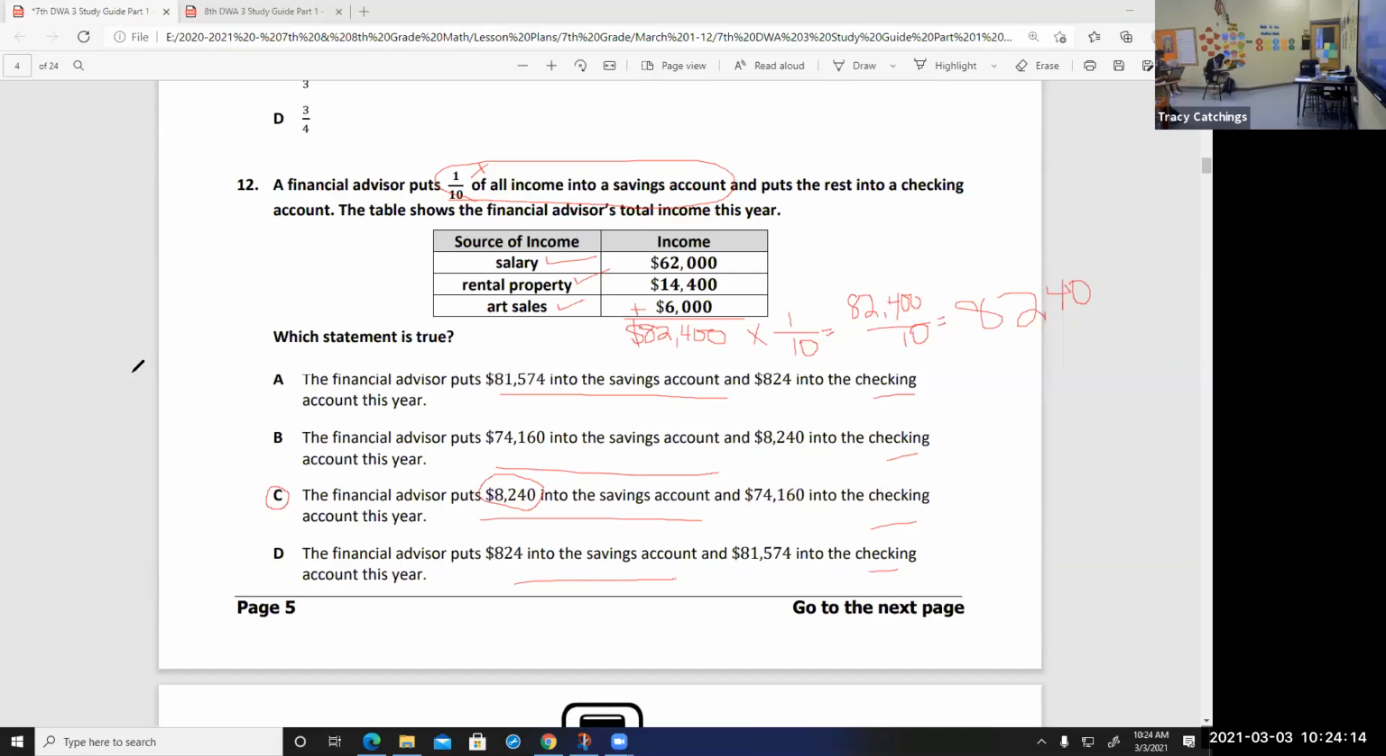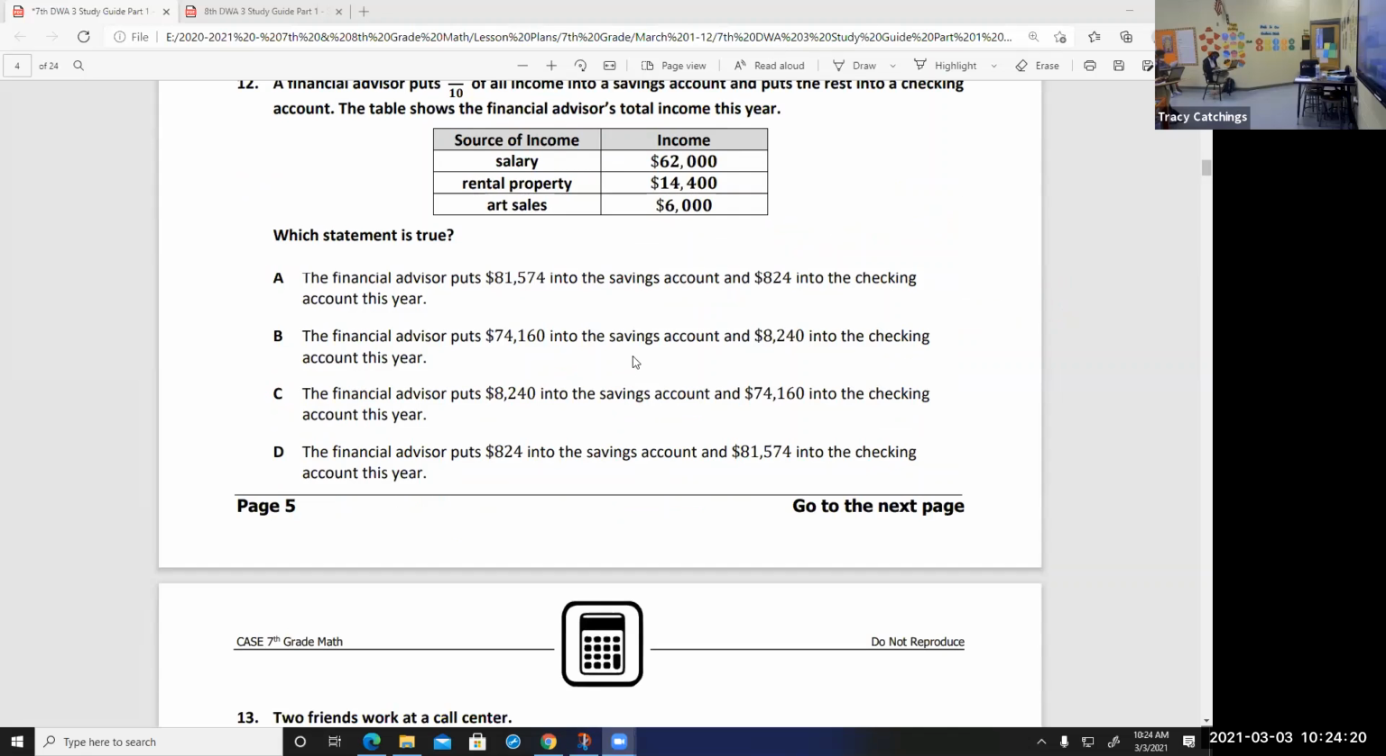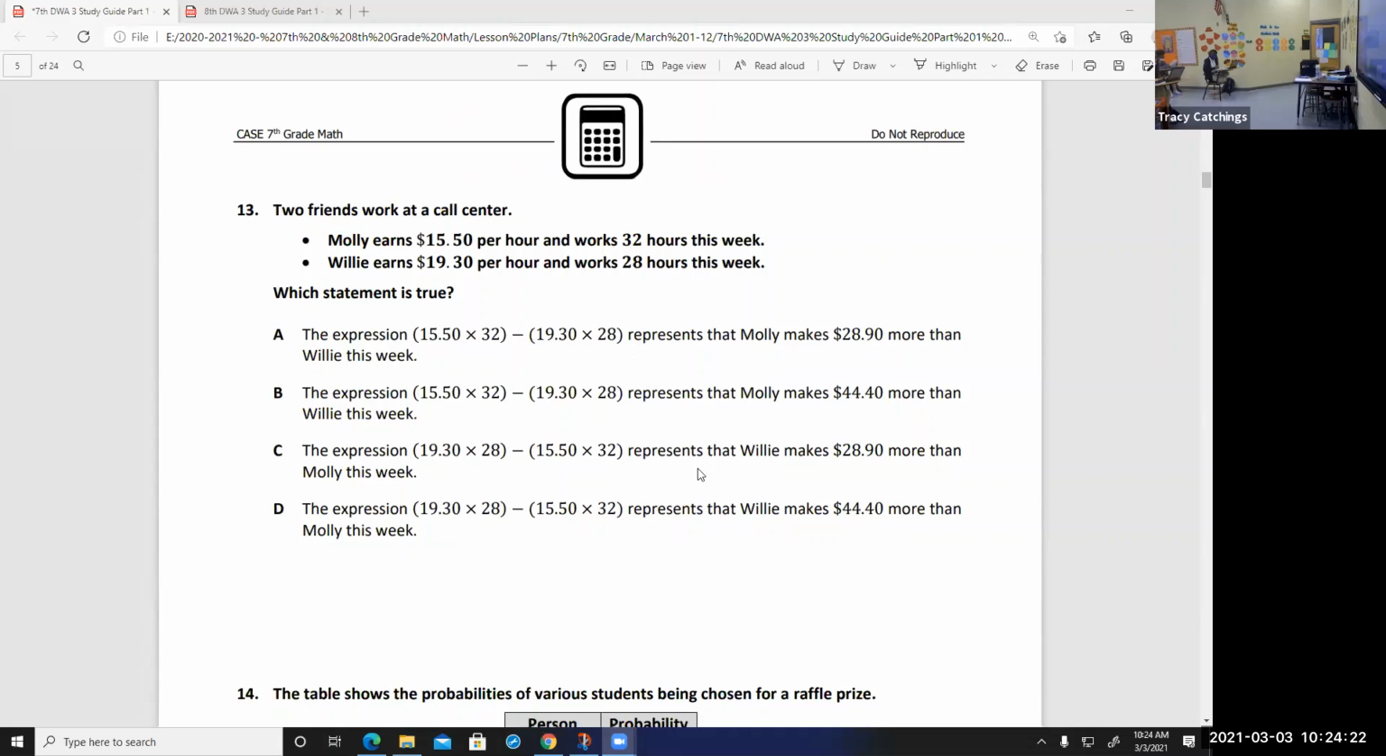Any questions about it? I hope I didn't move too fast. All right, number 13. Molly earned $15.50 per hour and worked 72 hours per week. Will earned $30 per hour and worked 28 hours per week.